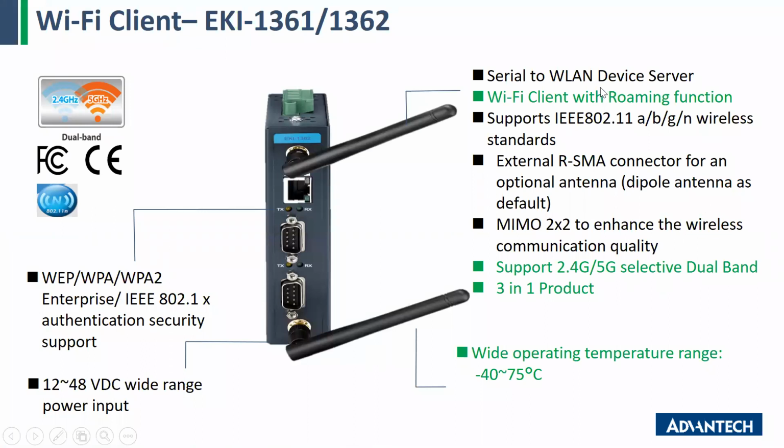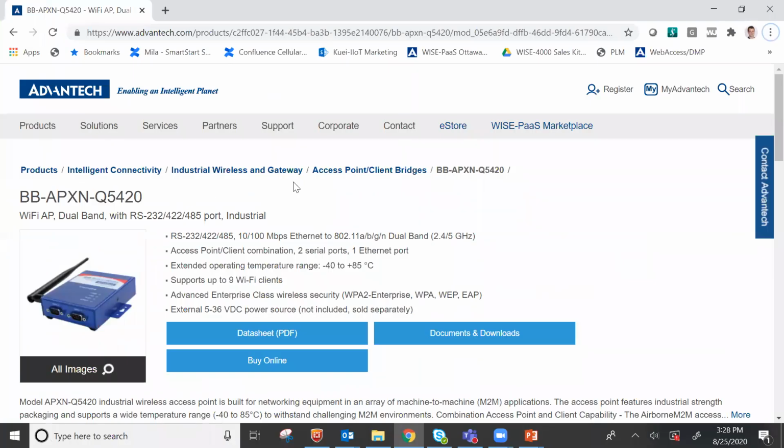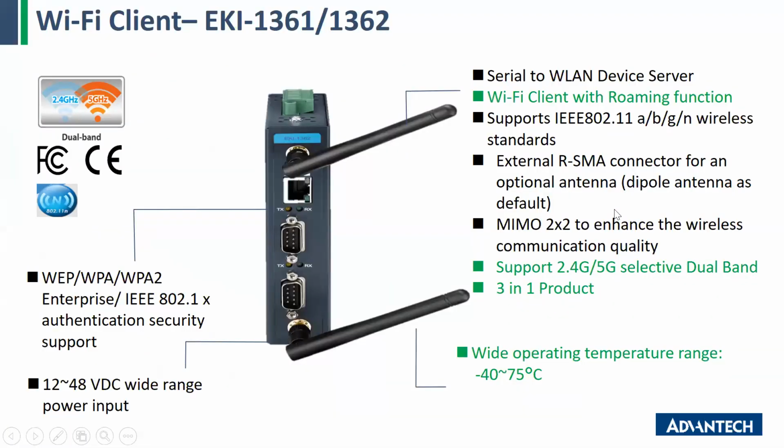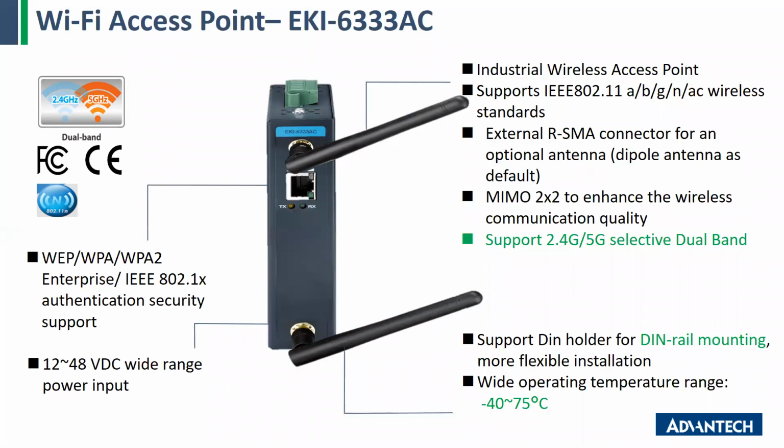Okay, John, maybe to get into your question a little more about this ECI Wi-Fi client. My sense is that this client is going to roam a little bit more efficiently than this BB product, maybe not. But this is selective band, so not dual concurrent band, but it does 2.4 or 5G. And so this is when you've got a serial or Ethernet device that you want to get onto a Wi-Fi network. This is where the Wi-Fi client, specifically a Wi-Fi device server, would come in.